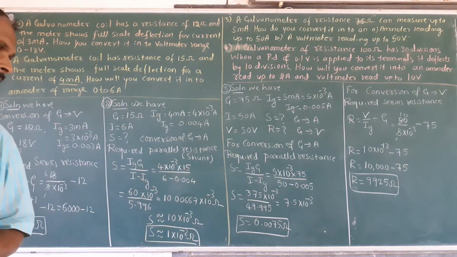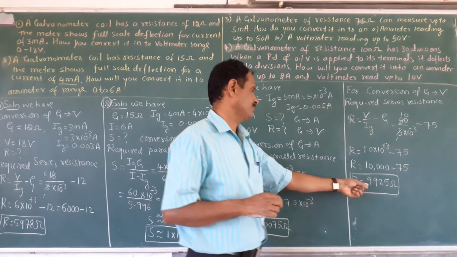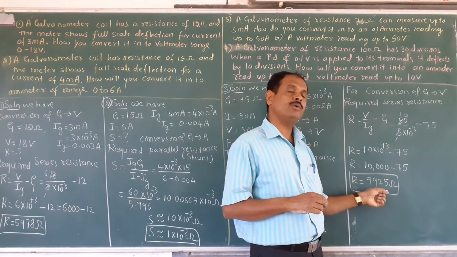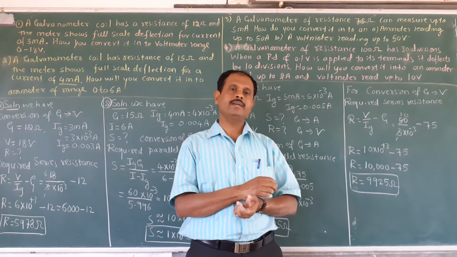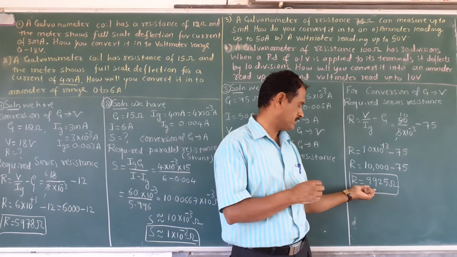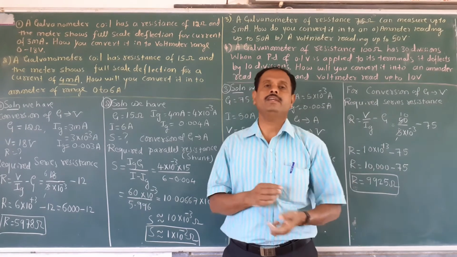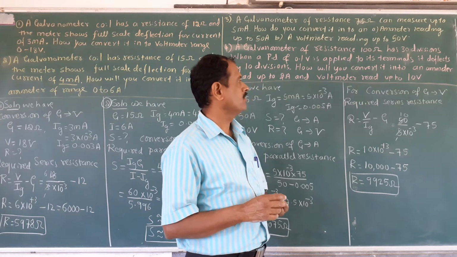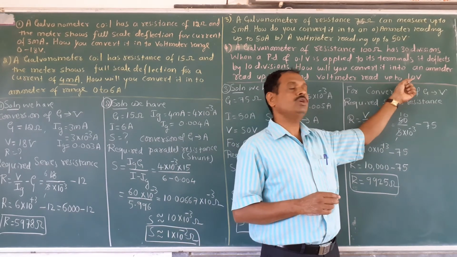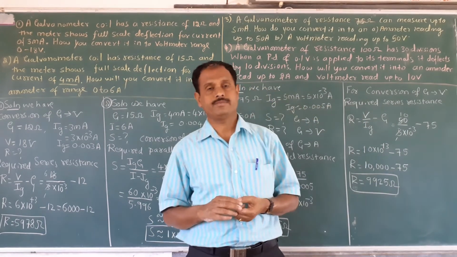That point is: when the high resistance of 9925 ohm is connected in series to the galvanometer, then it is converted into a voltmeter of range 0 to 50 volt. Compulsory you have to write this last statement.